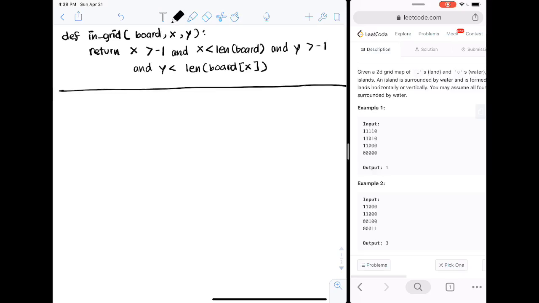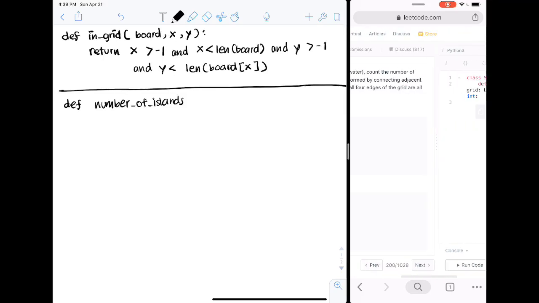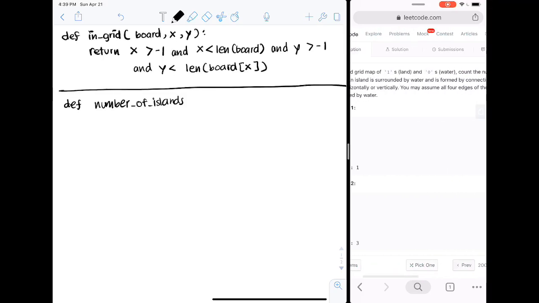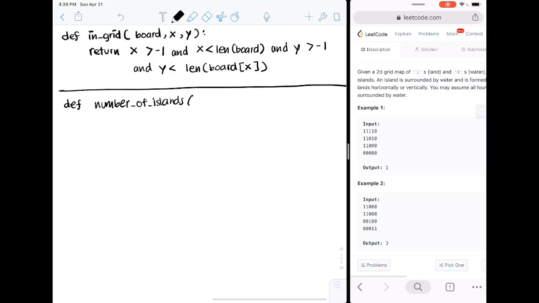So what else is there to write? Let us write the basic logic of how we're going to traverse the grid. So number of islands, guessing that's what the function looks like. Yeah, number of islands, and it takes in a grid. Okay, and then, okay, so what do I want to do here? I want to create an array visited.